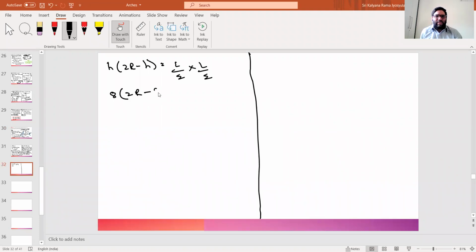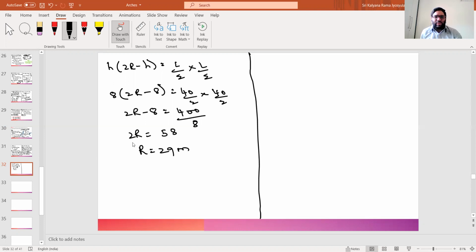8. 8 into 2r minus 8 is equal to 40 by 2 into 40 by 2, 400. So 2r minus 8 is equal to 400 by 8, that is 50. So 2r is equal to 58. R is equal to 29 meters. So this is R. R is equal to 29 meters.